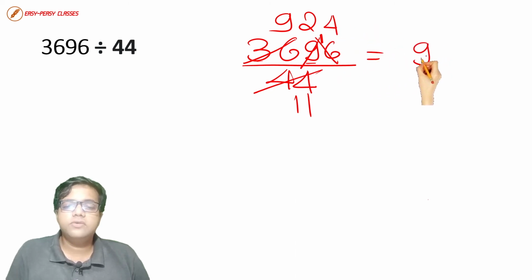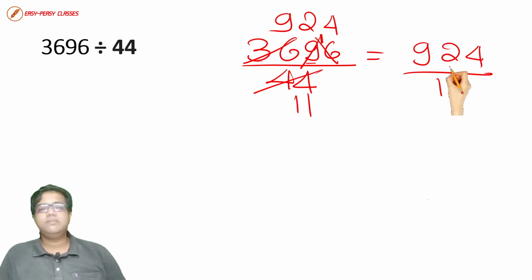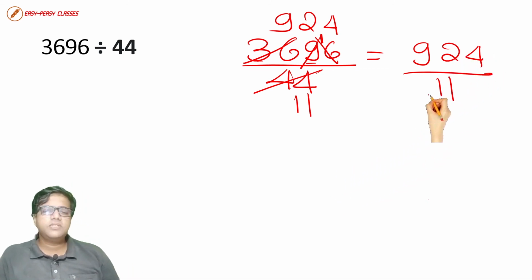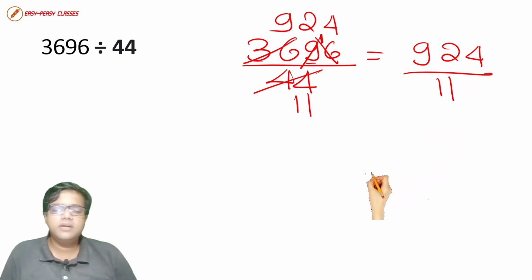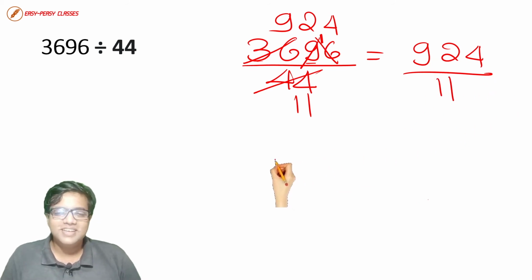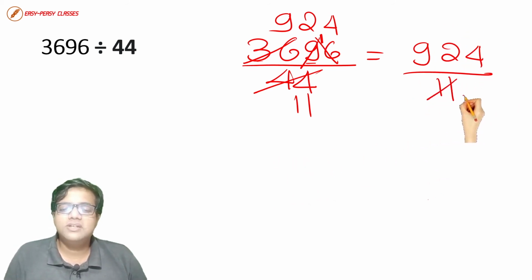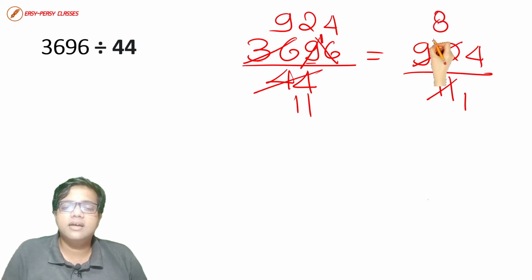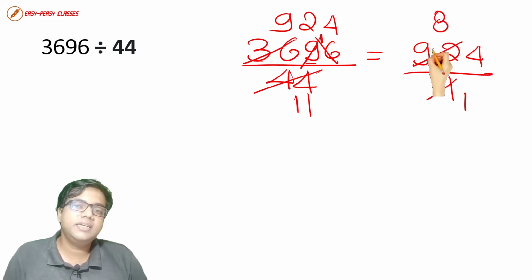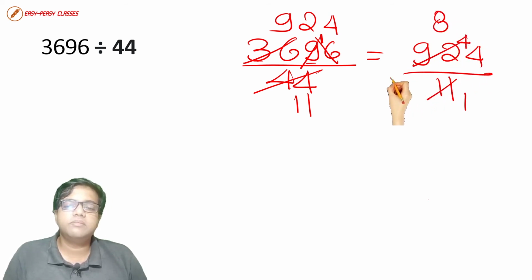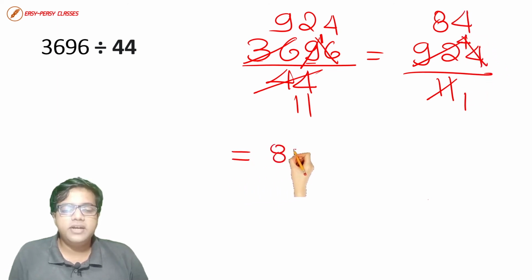Okay. Now you get 924 divided by 11. Again, the divisibility test for 11. You don't have to check because 11 is already there in the down part. You can directly divide it. Like 11 1s is 11, 11 8s are 88, 92 minus 88 will leave you with the remainder 4. 44 is there, 11 4s is 44. So therefore 84 is the answer.